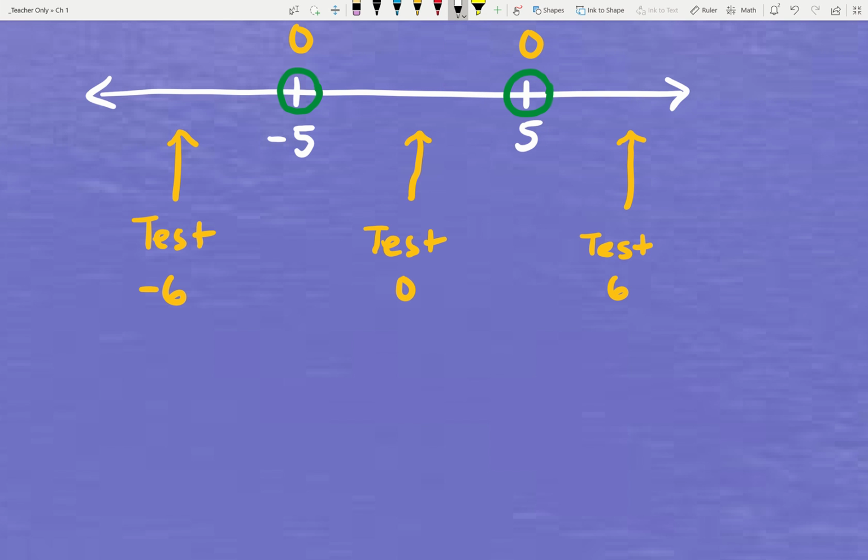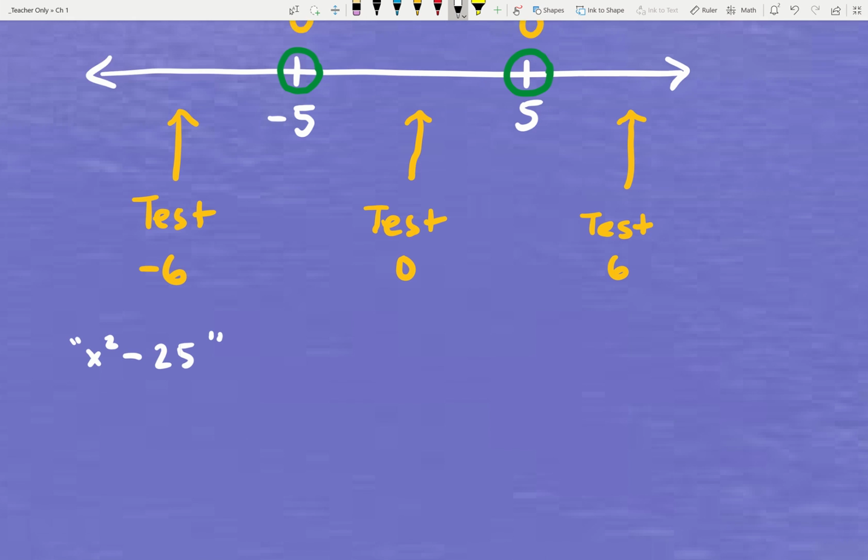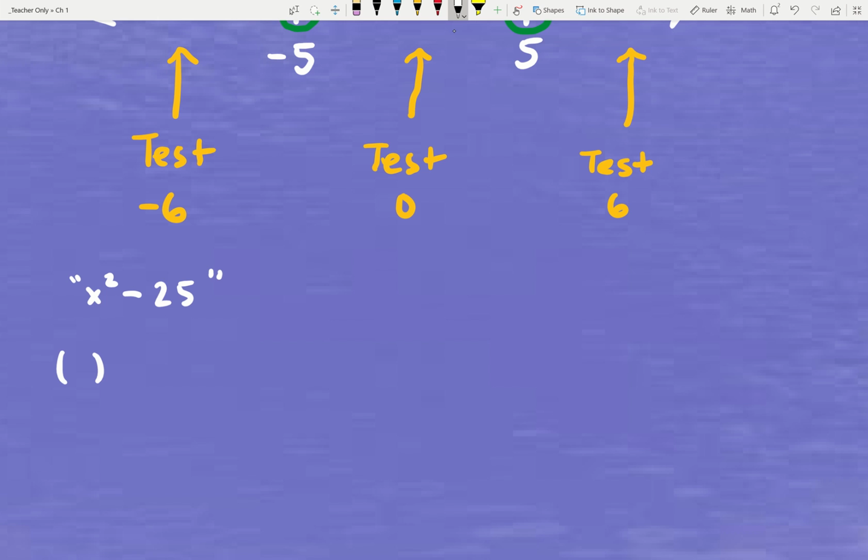So if we plug in -6 into our polynomial, remember that our polynomial looked like x squared minus 25. If we plug in a -6, let's see what happens. I'm going to have -6 squared, which is 36. And then when you take away 25, that's going to give you a value of positive 11, okay? And that is what we want to focus in on here, the sign of the output.